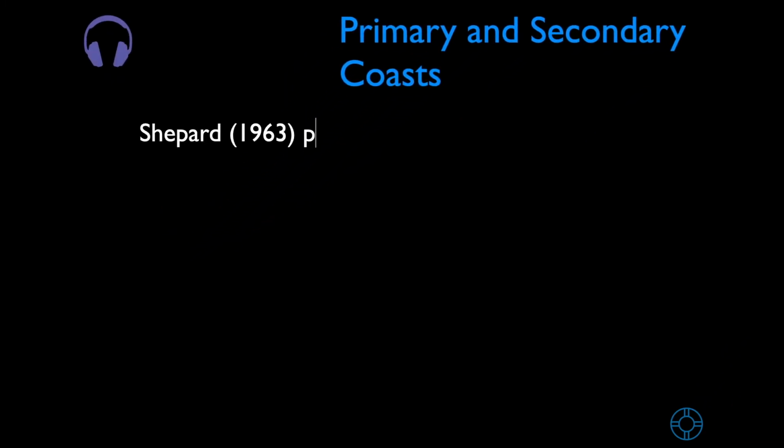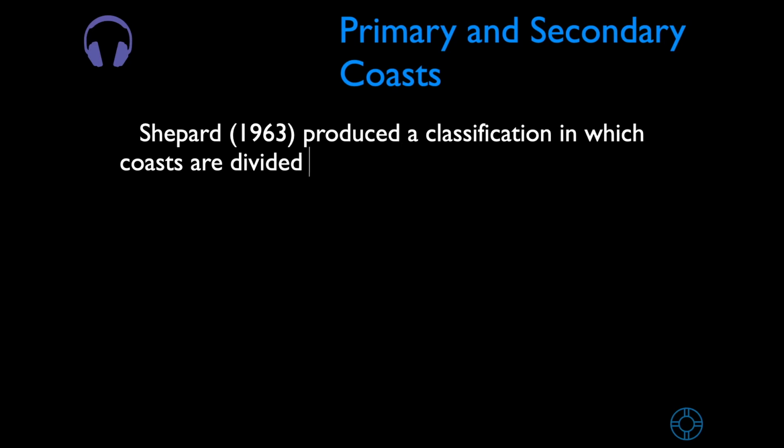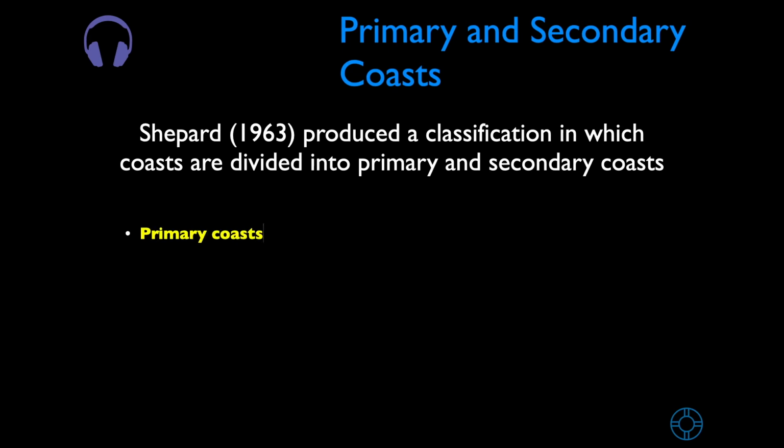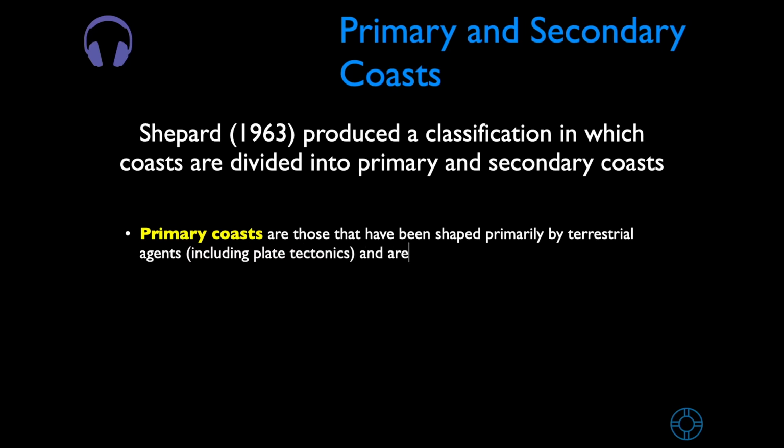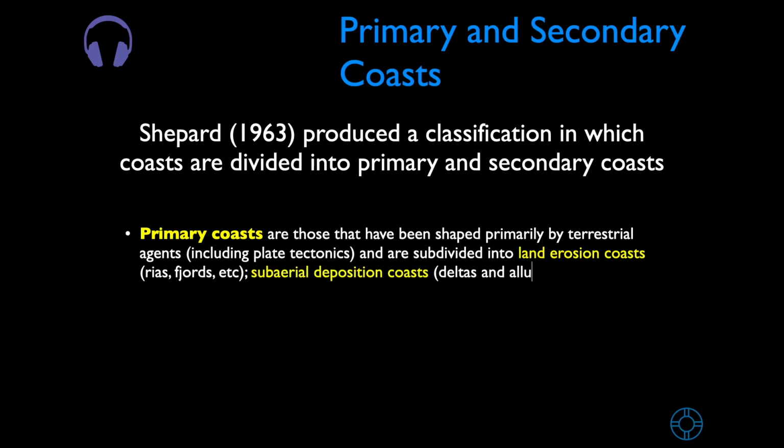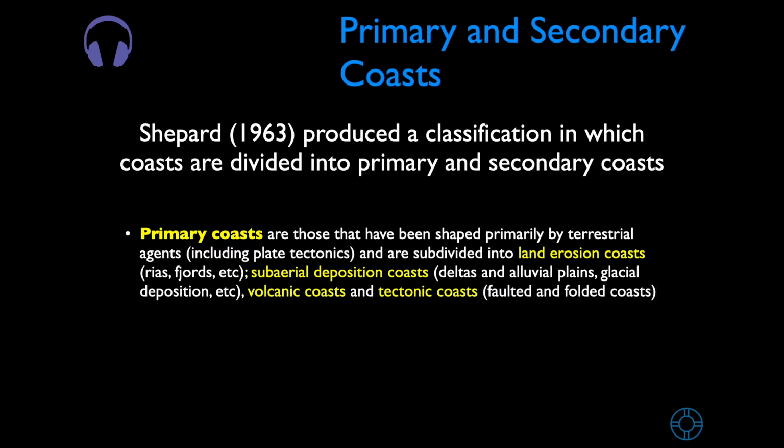Professor Shepard, 1963, produced a classification in which coasts are divided into primary and secondary coasts. Primary coasts are those that have been shaped primarily by terrestrial agents, including plate tectonics, and are subdivided into land erosion coasts, rias, fjords, etc., subaerial deposition coasts, deltas, and alluvial plains, glacial deposition, etc., volcanic coasts, and tectonic coasts, faulted and folded coasts.